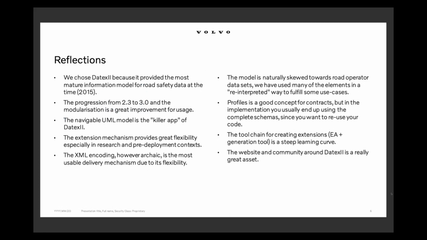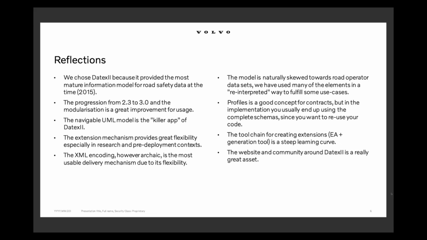Right, and then to the main part here, some reflections from us on how we have been using DATEX II, what we have found good and perhaps where there are improvements. So we chose DATEX II in 2015 because it provided the most mature information model for this type of road safety data at that time. Then it was version 2.3, obviously, and we greatly appreciated the simplifications and the modularization that was done with the progression to version 3.0. That has improved how we use DATEX II a lot.